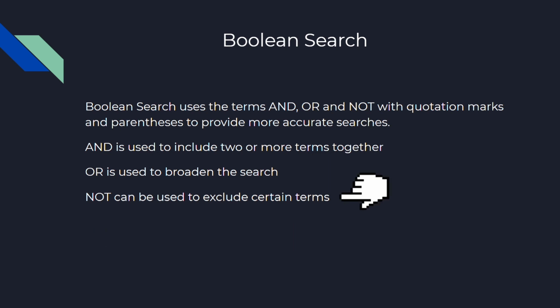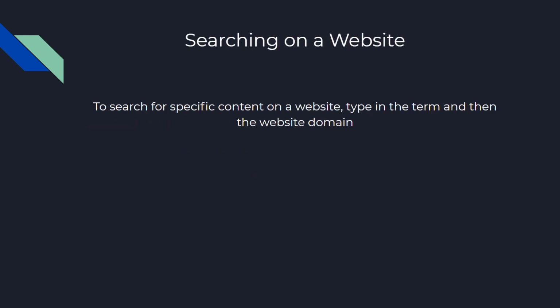The third function, NOT, can be used to exclude certain things. For example, if I have an assignment where I am to read up about tree bark, I can search tree bark NOT dog bark. This search would exclude any information about dog bark and only give information about tree bark.